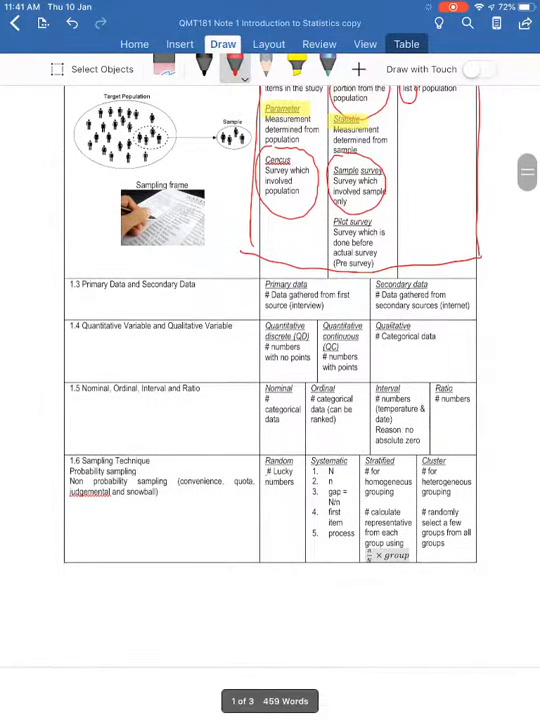And the third one is data. There are 2 types of data. You have learned this one, you know this. Primary data is data from the first source, for example from an interview. Secondary data is when you get data from secondary sources: internet, textbook, magazine. And this is important.